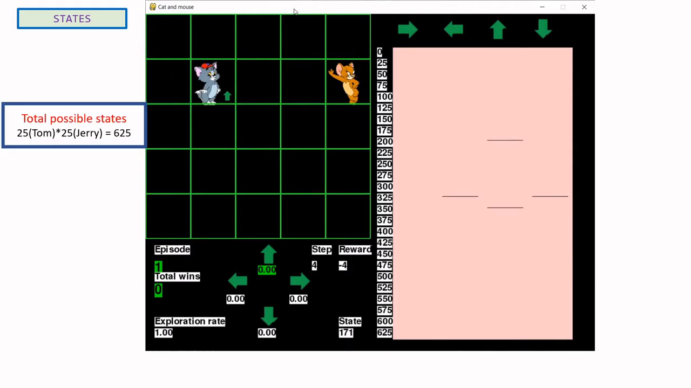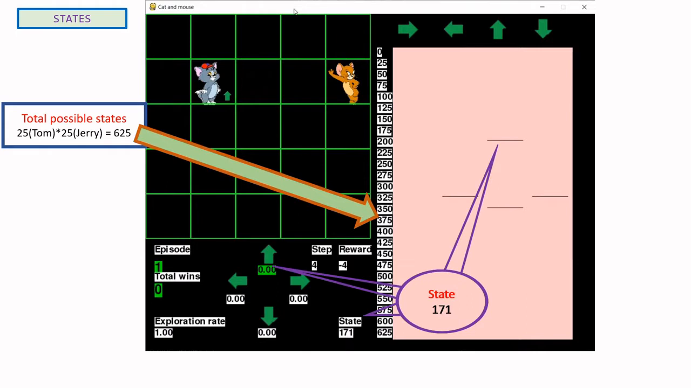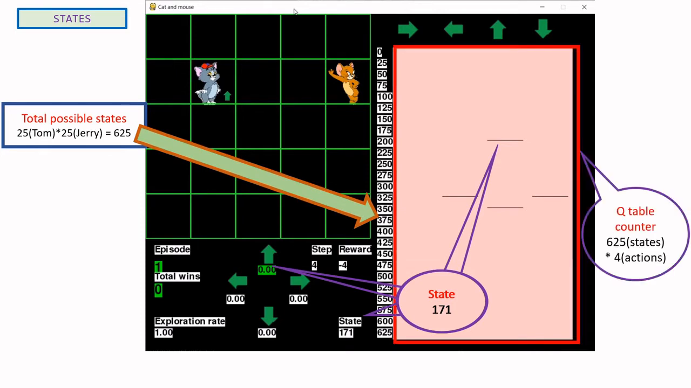The same is depicted on the vertical axis here. For the current grid location of Tom and Jerry, state value is calculated based on hash mapping. Its current value in this scenario is 171. If you aren't familiar with hash mapping, just understand that it maps every possible location with a unique value between 0 and 625. We have a Q table which contains the Q values for every state action pair. So, the dimension of Q table is 625 into 4 in this case. What's a Q table and what are Q values? More about that in a bit.